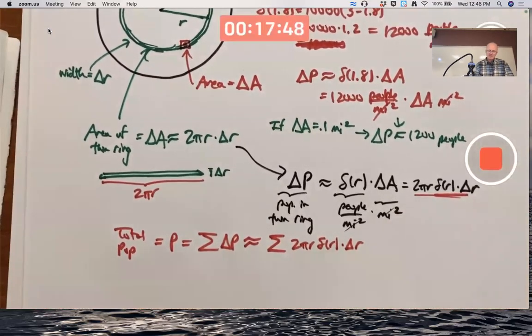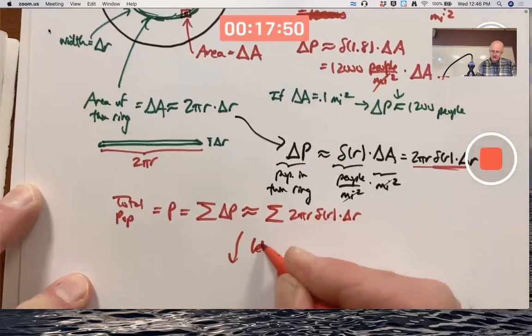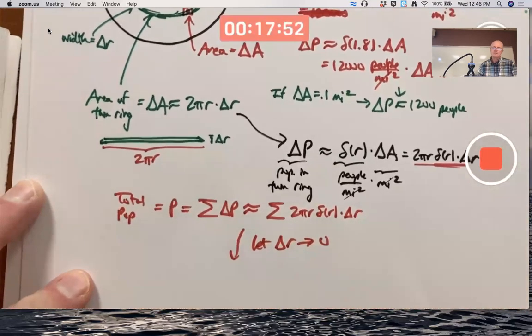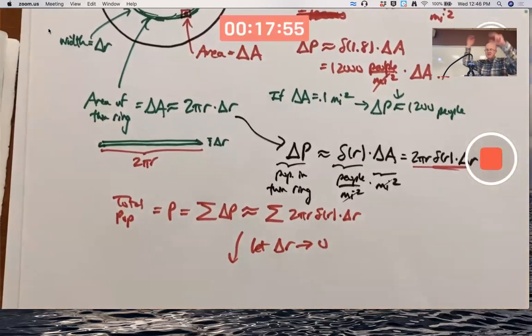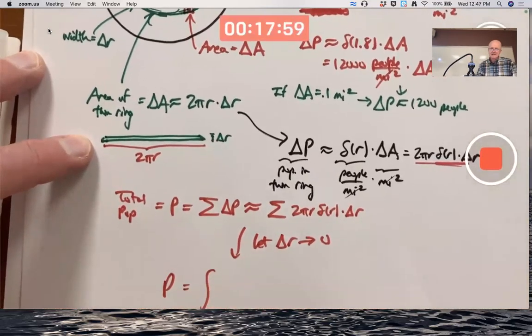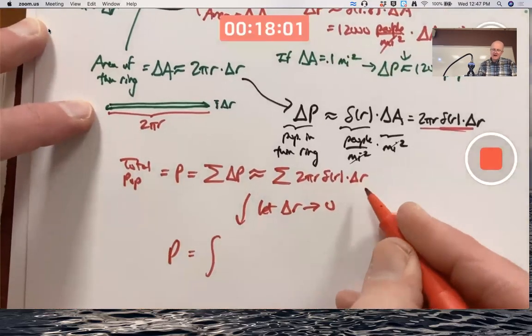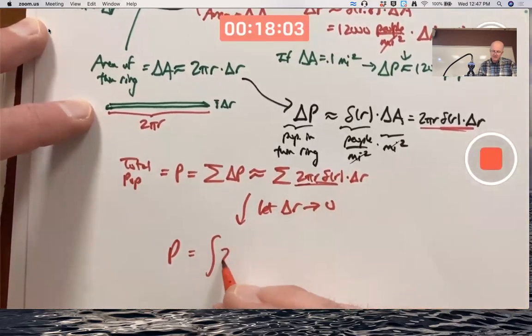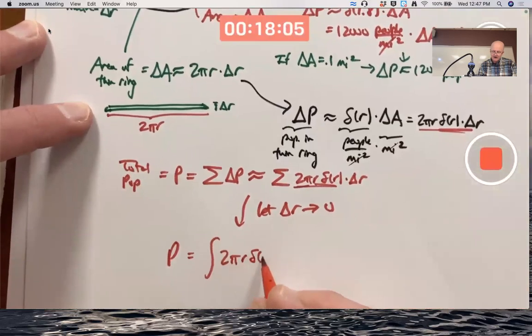And then the magic happens. Let delta R go to 0. The summation sign morphs into an integral sign. The delta r morphs into a dr, and we end up integrating that function, 2 pi r delta r dr.